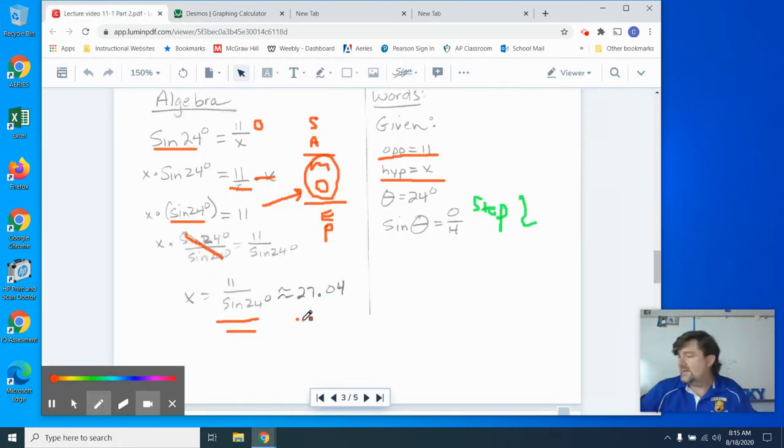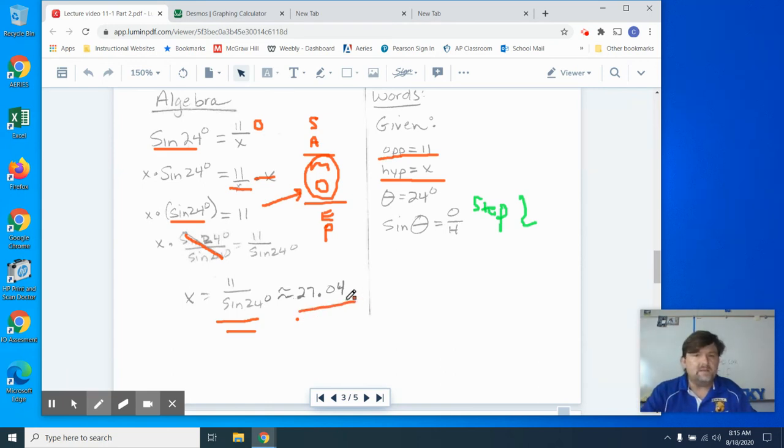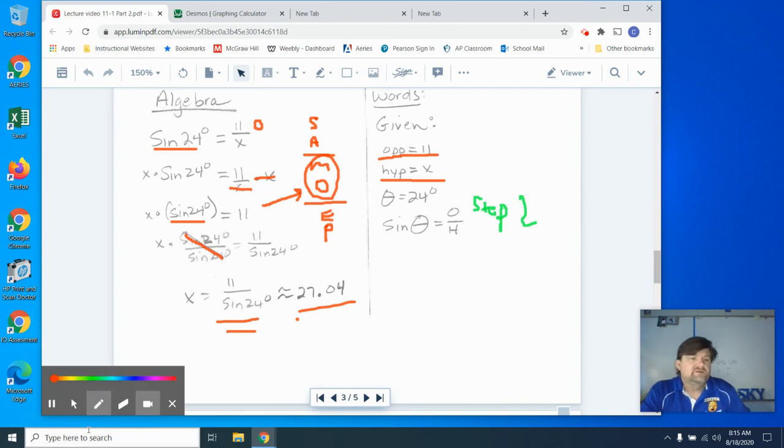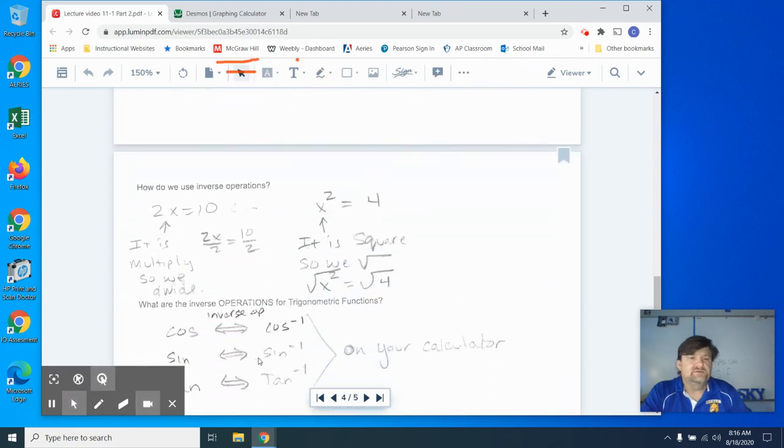So that's the idea behind it. Again, not using anything new except for our trig ratios. So let's move on to the next piece here.